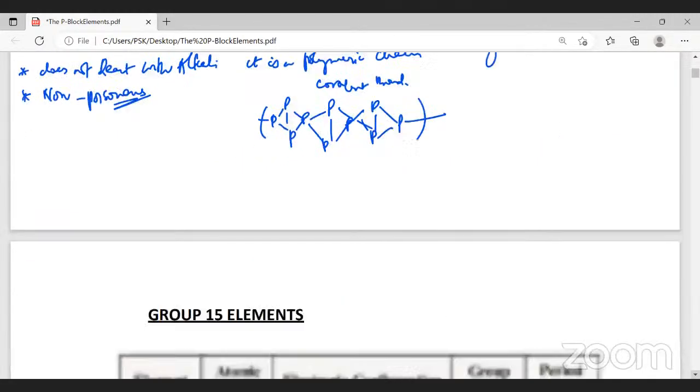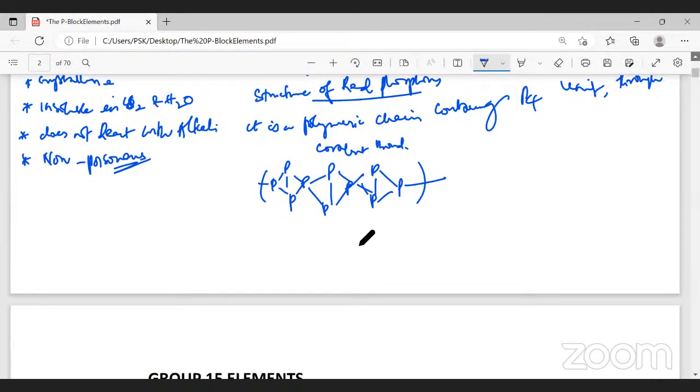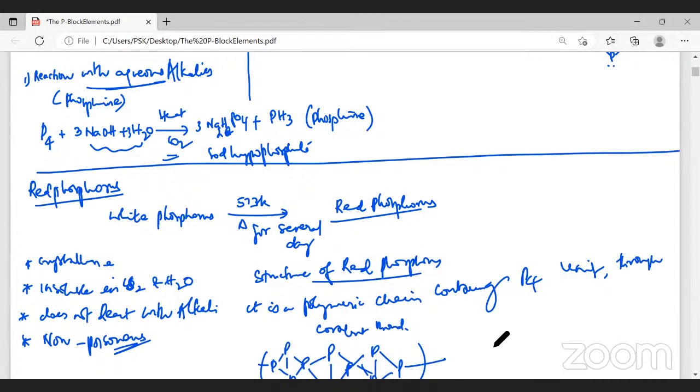All right. Now, once we have done with the preparation and the properties, see, this red phosphorus is not reactive towards the alkali. But this red phosphorus burns. This red phosphorus exists as P4. It burns in the presence of oxygen to form phosphorus pentoxide. P2O5 is phosphorus pentoxide.